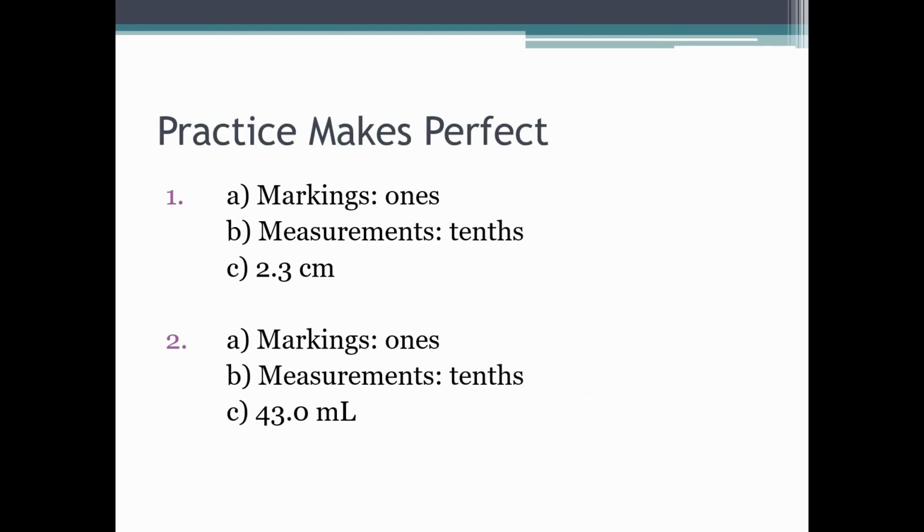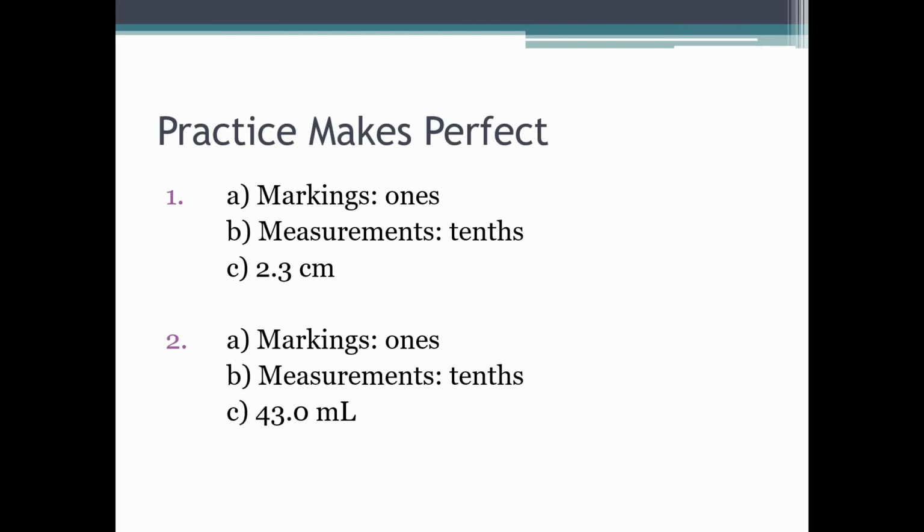All right, at this point, there's a little bit of practice in your book. Remember, practice makes perfect. So go ahead, pause the video, work through that practice, and when you're ready to check your answers, hit play. All right, hopefully this is what you got on those problems.